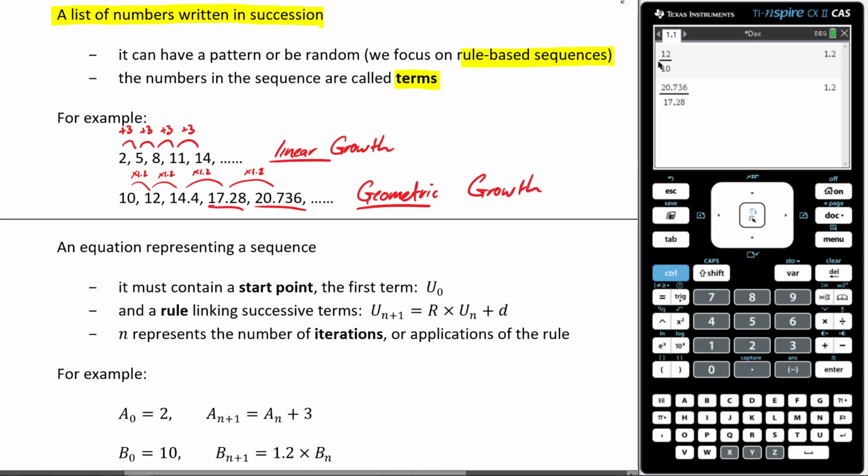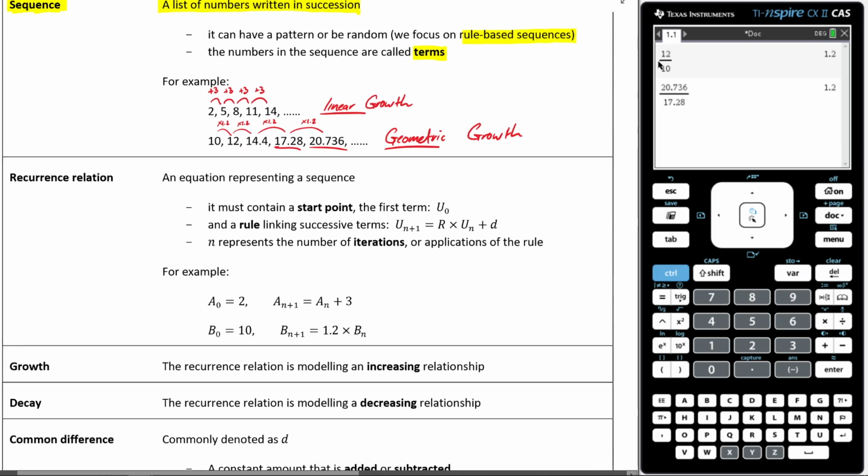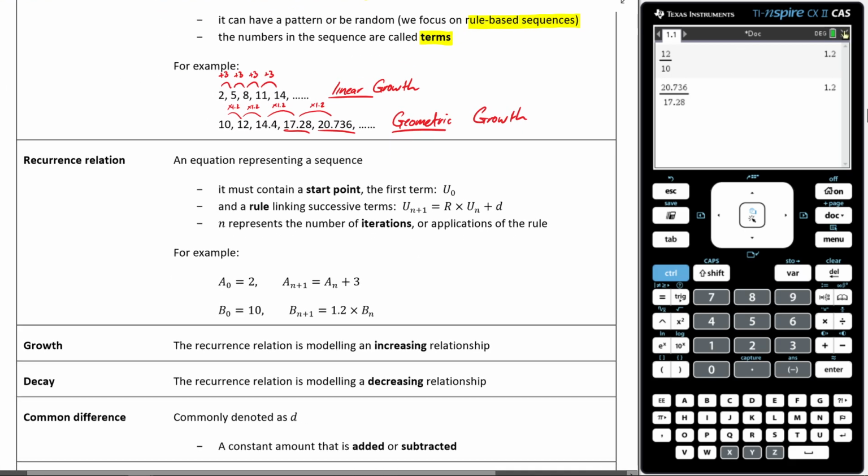All right, let's keep on rocking on here to the next one. The next one we have is recursion relation. Recursion relation. So an equation representing a sequence. It must contain a start point, the first term, u of 0. It also has to contain a rule linking successive terms. And this is what it's going to look like. We'll see it soon. And n represents the number of iterations or applications of the rule.